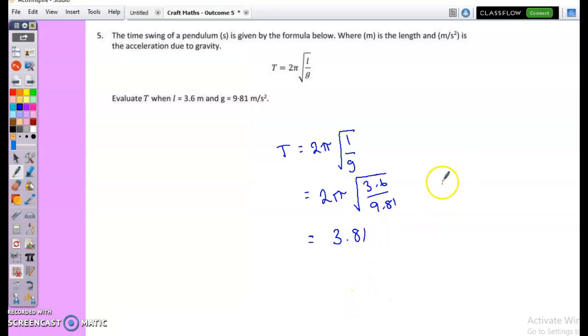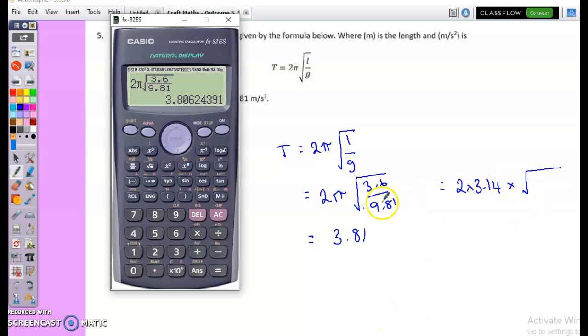Okay, if you do not have your scientific calculator, again, just break it down. So you're doing that as your 2 times 3.14 times the square root of, and all I'm going to do to begin with is my 3.6 divided by 9.81. It comes out as 0.37.